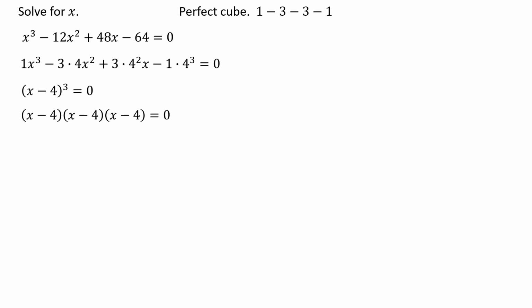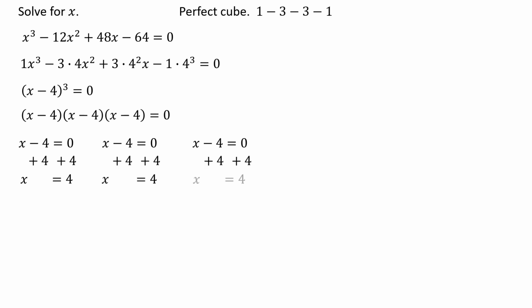Now, I'm going to be a little bit silly here, and I'm going to solve it all 3 times. But you should be able to say, hey, if it's x minus 4 to the third power, the only answer I'm going to get is 4, right? If I'm silly, I could do it 3 times, but the only answer I'm going to get is 4.